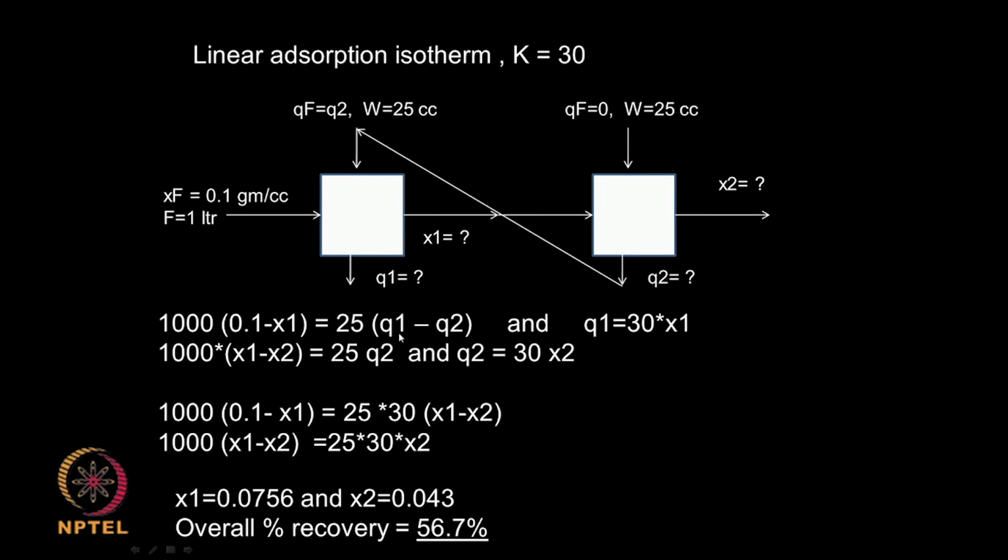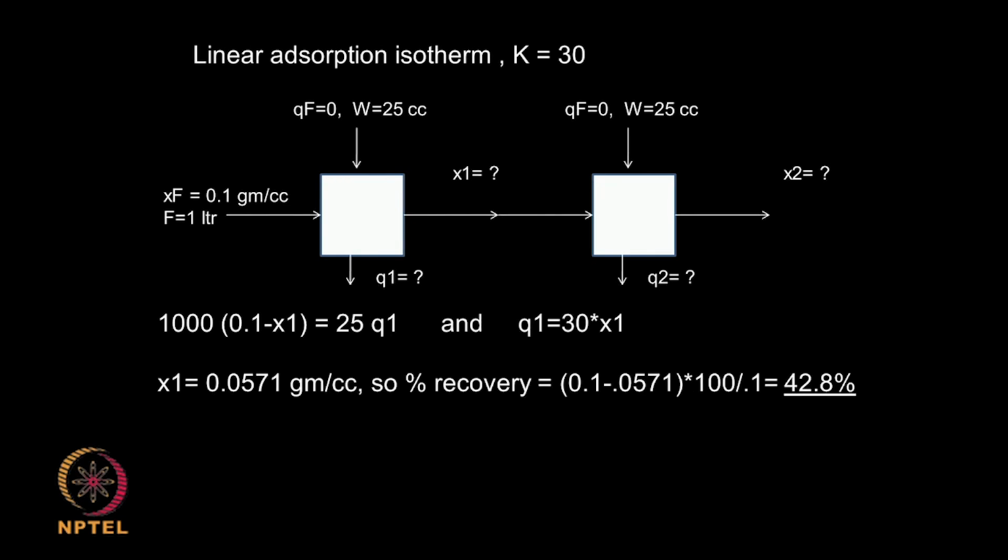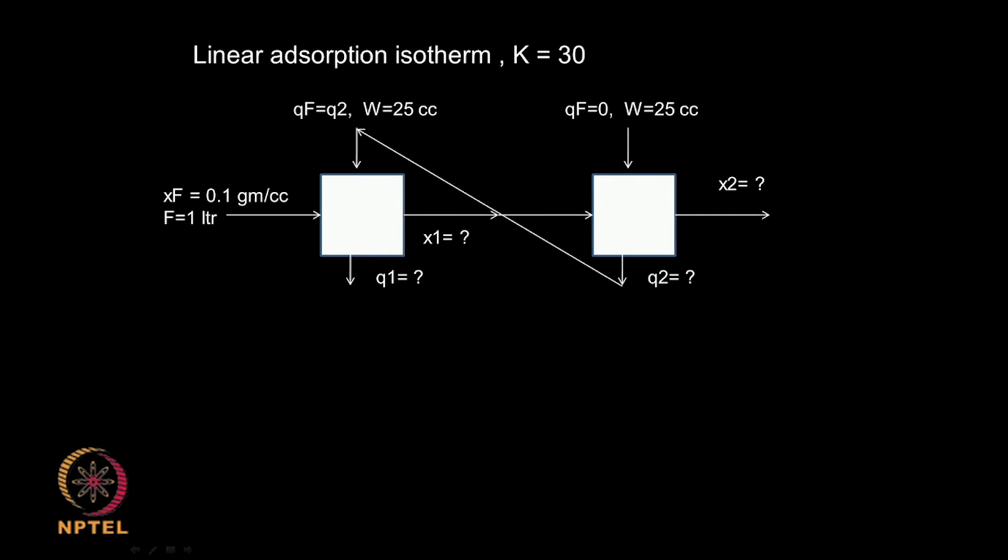The previous example is almost like a cross flow, where every time I am adding fresh adsorbent, whereas in this particular example I am taking the adsorbent from the second stage and putting it into the first stage. So this is like a counter current adsorption, just like counter current extraction. In the previous class I talked about cross flow extraction and counter current extraction, same thing here, but the advantage, as you can see, is tremendous.